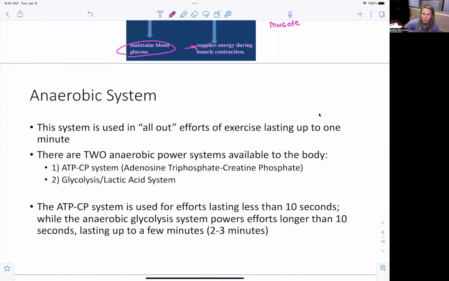So specifically talking about the anaerobic system, this system is used in all out efforts. So we're not talking about aerobic. That will be the next module. Well, maybe two more modules. We're talking about anaerobic. We're talking about short bursts of energy. And there's two anaerobic power systems available: the ATP-CP, the creatine phosphate system, or the glycolytic lactic acid system. So the anaerobic system is talking about two power systems.